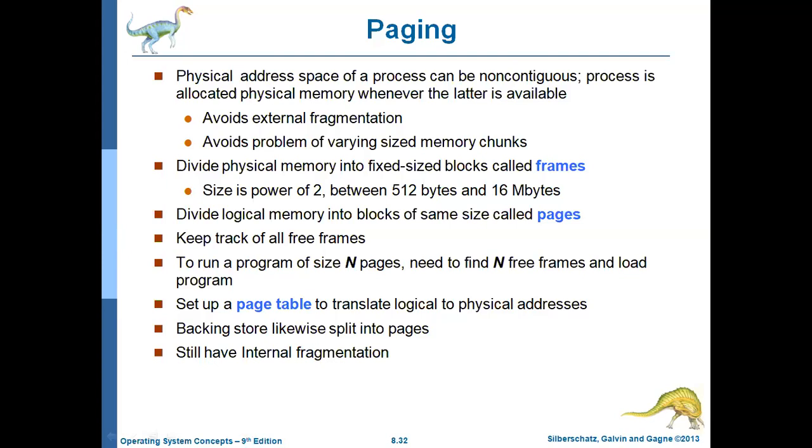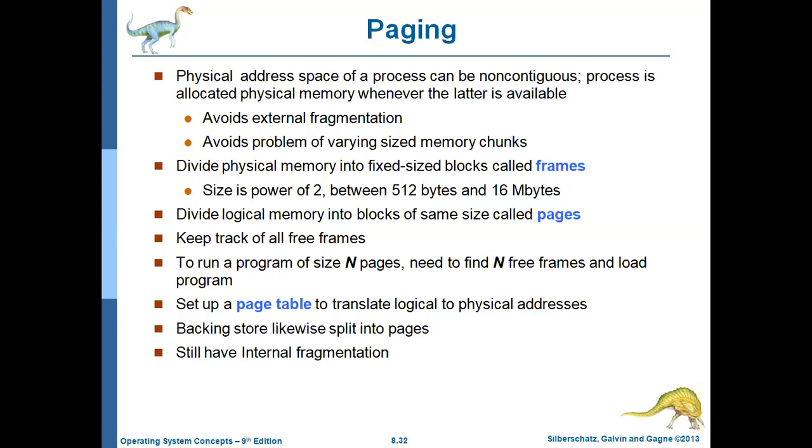and then load the program. To make this possible, you require one more terminology, called the page table. Now what is a page table? The page table acts as a translator between the logical and physical address. The page table holds two contents: one is the page number and the second is the frame number which the page is allocated to. The backing store is likewise split into pages.